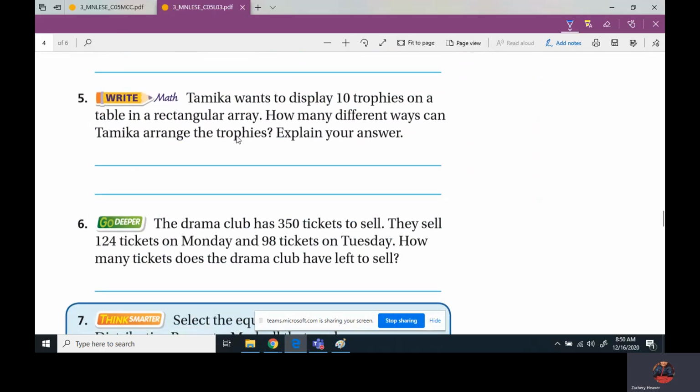Number 5, Tamika wants to display 10 trophies on a table in a rectangular array. How many different ways can Tamika arrange the trophies? So Tamika wants to arrange the 10 trophies on a table in a rectangular array. How many different ways could she do it?